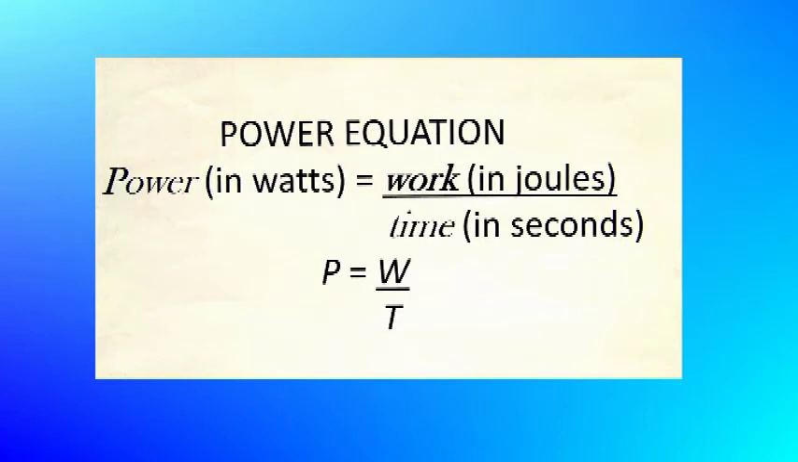The SI unit for power is the watt. 1 watt equals 1 joule of work done in 1 second. Because the watt is a small unit, power often is expressed in kilowatts.